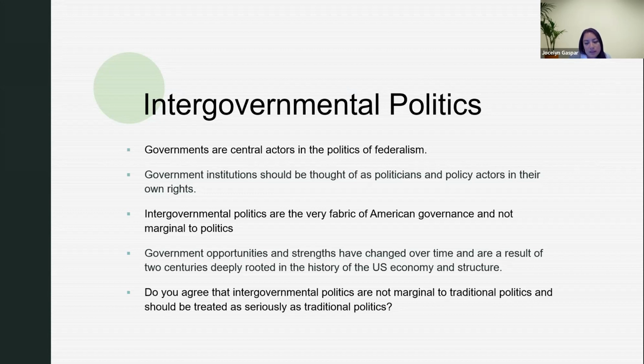So intergovernmental politics are the very fabric of American governance and should not be seen as marginal to politics, but should really be coexisting with them. And this is because governments' opportunities and strengths have changed over time and are the result of 2 centuries of history, deeply rooted in the US economy and structure. So the structure was created by competition and conflict in position, authority, and jurisdiction, as well as finance.